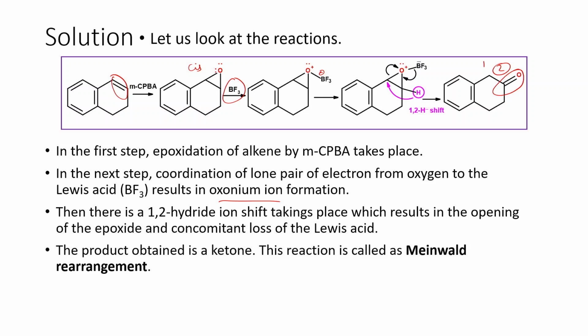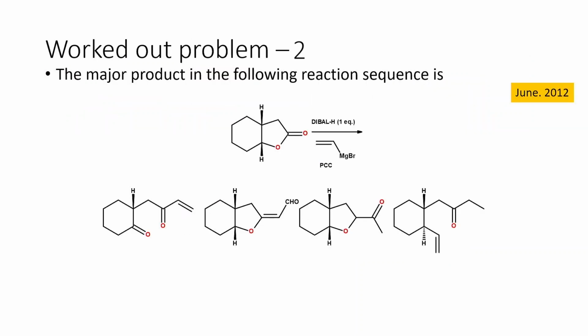During this opening up, the BF3 group is also lost, because the Lewis acid is lost concomitantly, and we end up with the corresponding carbonyl compound. This type of rearrangement is called the Meinwald rearrangement, and the obtained product is basically the ketone. Let us move on to the next problem.